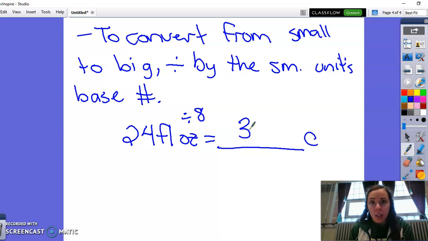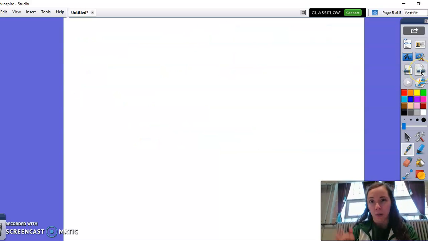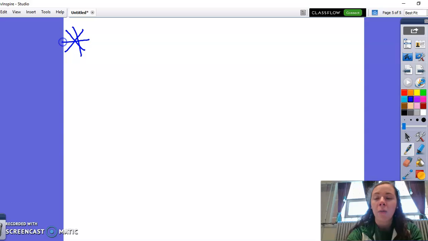So it's the same thing that we did in the last video. When you convert from small to big, you divide. When you convert from big to small, you multiply. Okay? Now with capacity, and I don't know why this is, maybe just because there's so many different kinds of units between them. There's 6 for capacity. But sometimes you'll have multi-step conversions.